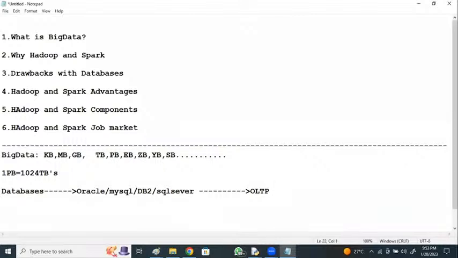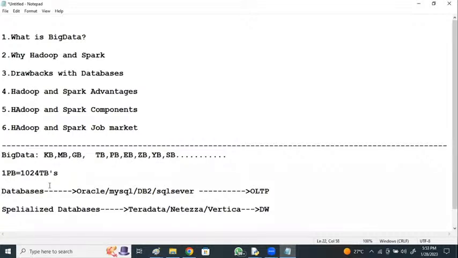But we also have some specialized databases used for data warehouse purposes, like Teradata, Netezza, Vertica. These are used for OLAP, data warehouse, DWH purposes. OLAP is online analytical processing.